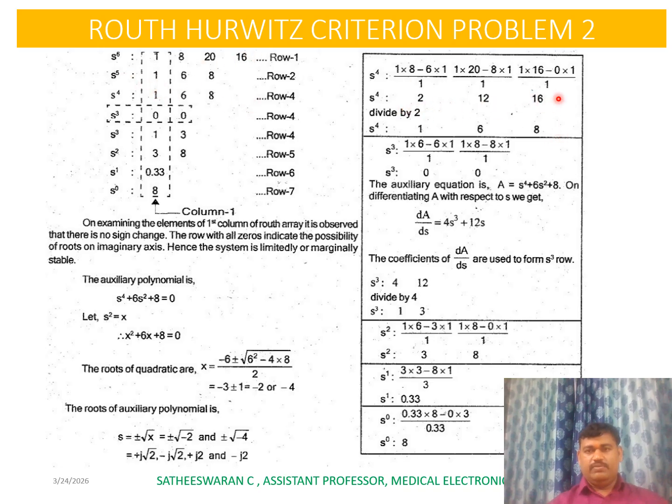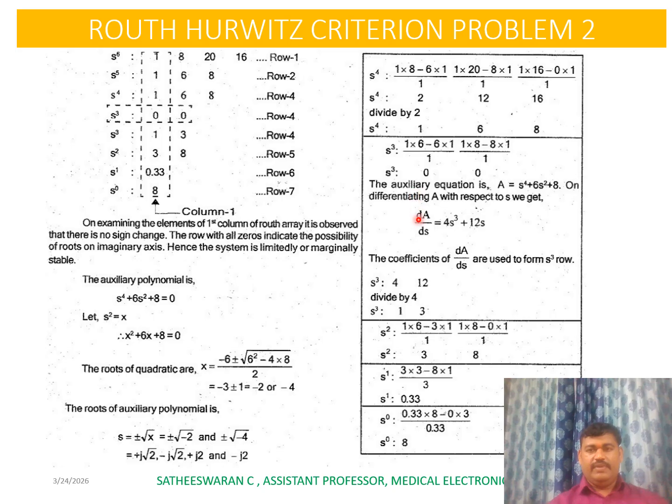All the row is divisible by 2. After dividing by 2, it is 1, 6 and 8. Again this can be written as 1, 6 and 8. We have to compute the s power 3 row. 1 into 6 minus 1 into 6 by 1 will become 0. Then again 1 into 8 minus 1 into 8 by 1 is 0. When we get all the elements of the row as 0, we have to take an auxiliary polynomial A. A is written as s power 4 plus 6s square plus 8 equal to 0.